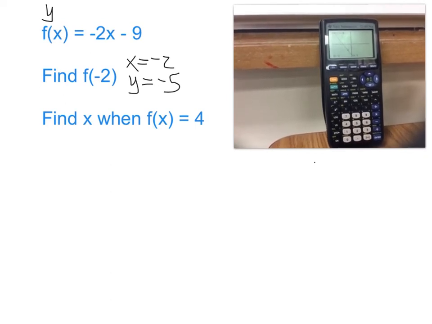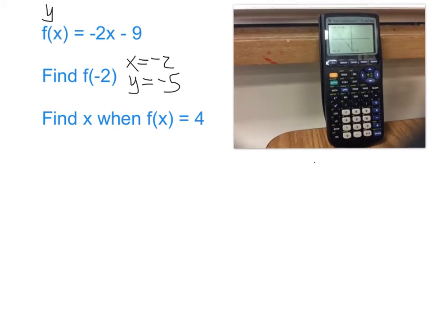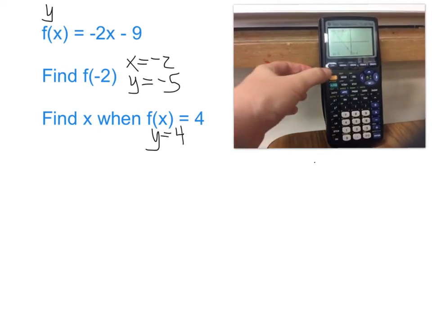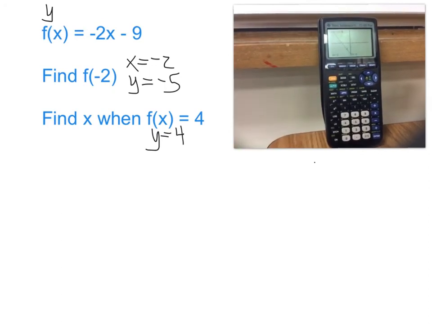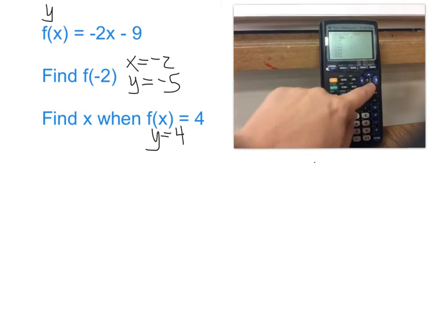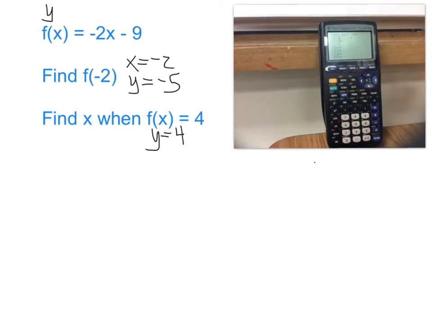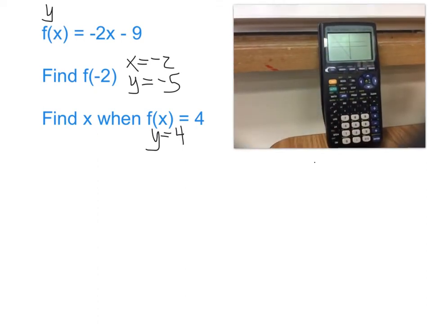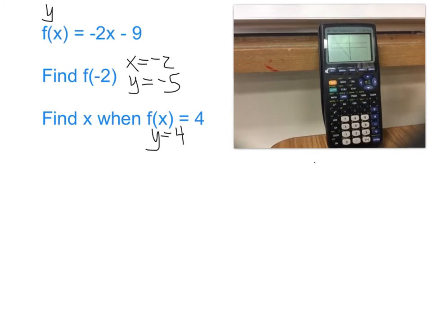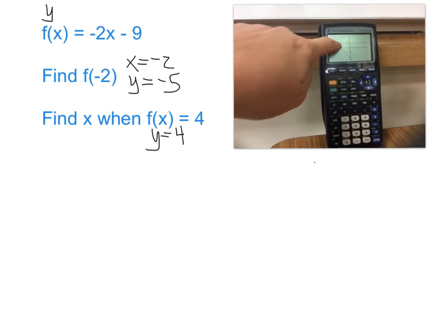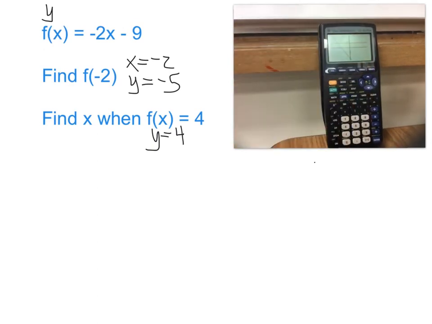Okay. The second one, find x when f of x equals 4. So remember what this means is that, again, y equals 4. So we're going to go back into y equals. Again, that's a hint. So when it says y equals something, you're going to go to y equals. We're going to go down to the second line, and we're going to hit 4, enter, graph it, and there's our line at 4, which I think is the same value I might have used on the last example. Oh well. So here's where they intersect, so that is the x value we need to know for our answer.